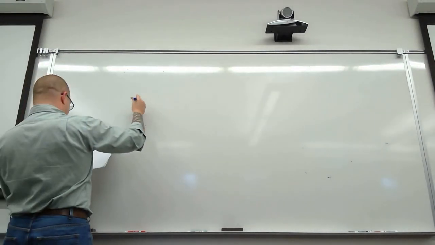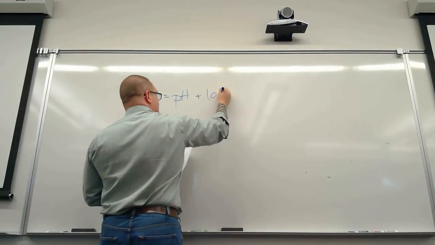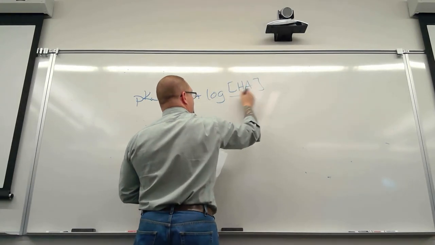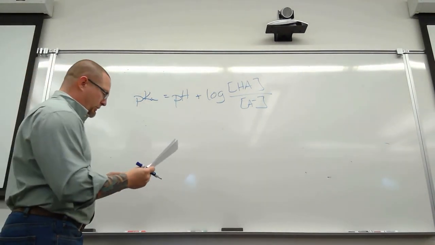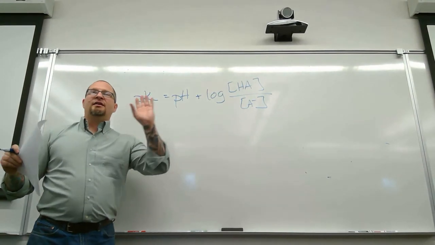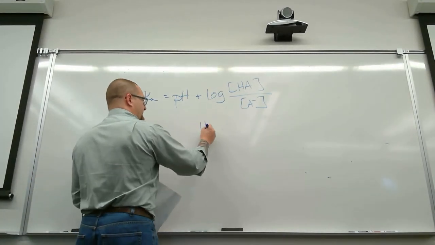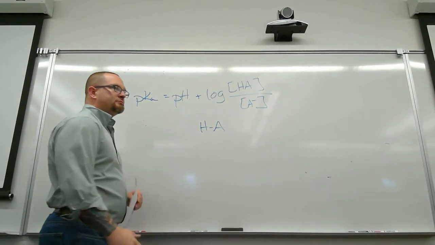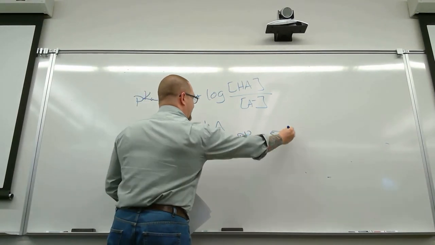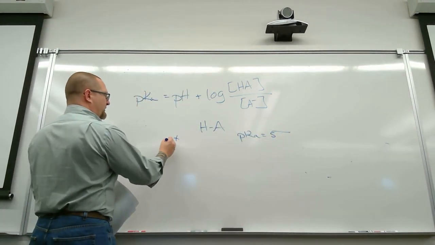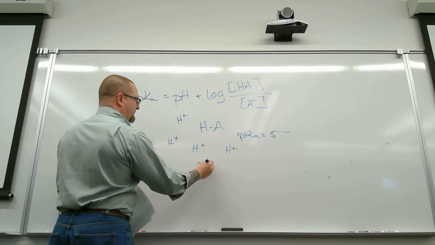I gotta do it. Henderson-Hasselbalch equation, everyone's favorite. This is super important because we've been talking about how the environment affects the way acids behave. If I put some random acid in solution and the solution is highly acidic, let's say this has a pKa of 5 and the solution's super acidic, say a pH of 1.